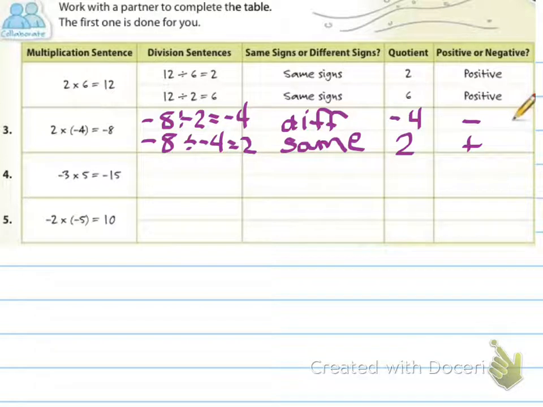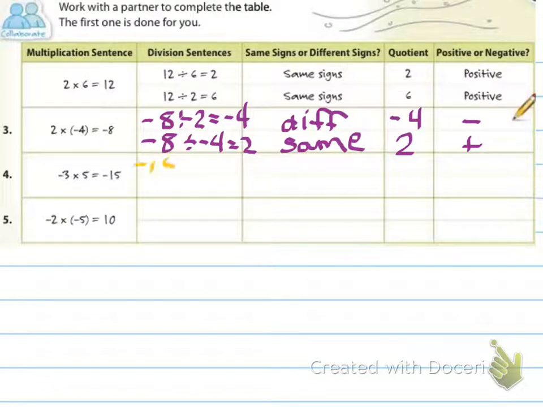Quotient is the answer to the division problem. It's -4. And so is it negative or positive? It's negative. And then going with -8 divided by -4 equals 2, it says that they're same signs because I have a -8 and a -4. And that's the same sign, and it ends up being a +2 as a quotient, and so positive. So go ahead and do 4 and 5 if you haven't done those already.